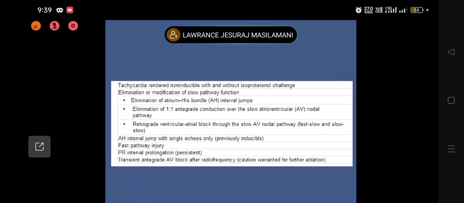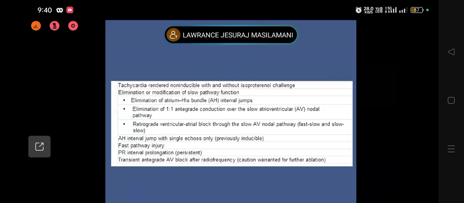Endpoints are your tachycardia has to be rendered non-inducible with or without isoproterenol, and elimination of the A jump, elimination of one-to-one conduction through the slow pathway, and retrograde VA block through the slow AV nodal pathway if you are ablating an atypical AV nodal reentrant tachycardia. An A jump with a single echo can be allowed. If you have a previously inducible arrhythmia, you can leave single echoes, you don't need to do anything.